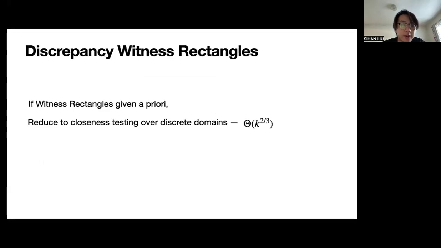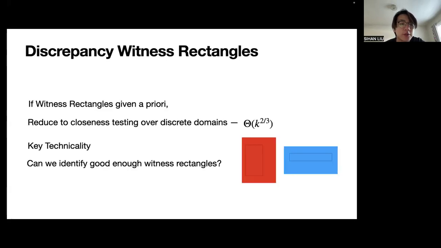We'll next discuss important technical ideas in the proof of the upper bound. As our starting point, we remark that if the witness rectangles are known a priori, then the problem simply reduces to closeness testing over discrete domains. And by an application of the prior closeness testing for discrete distributions, we know k to the power of 2/3 many samples is sufficient. The key technical challenge is therefore whether we can identify rectangles that capture enough discrepancy between the two unknown distributions.